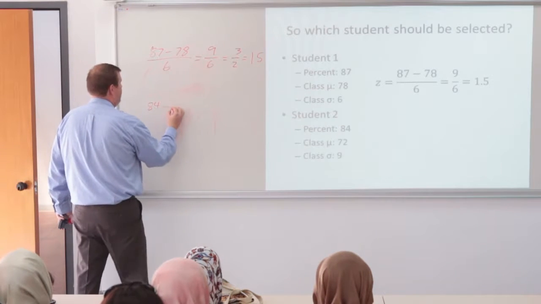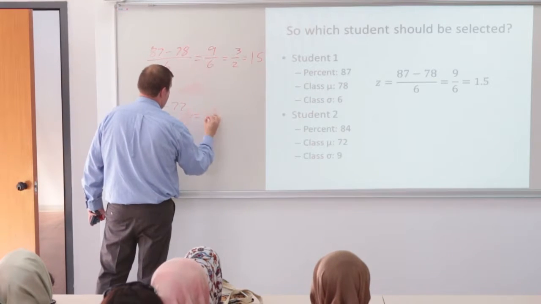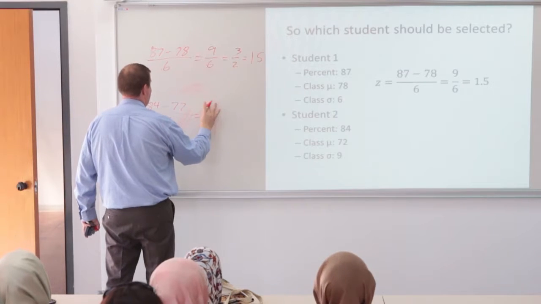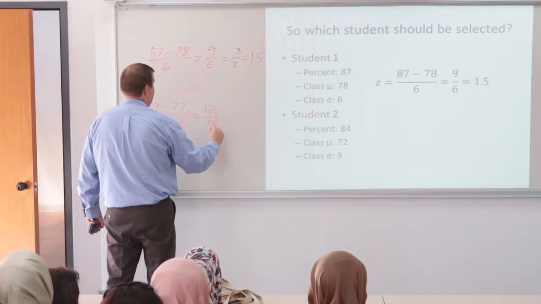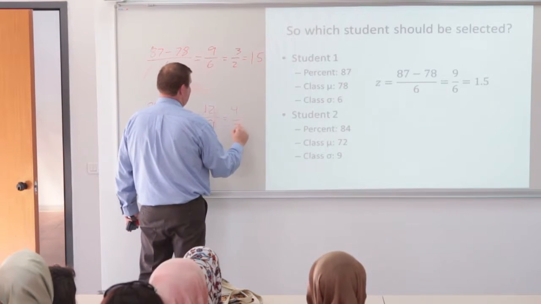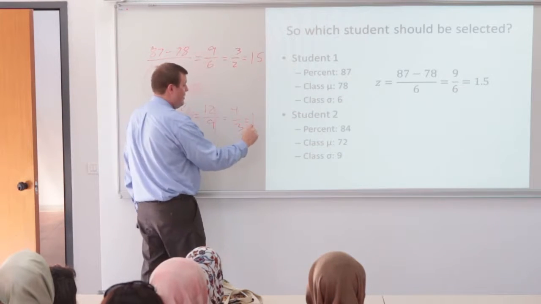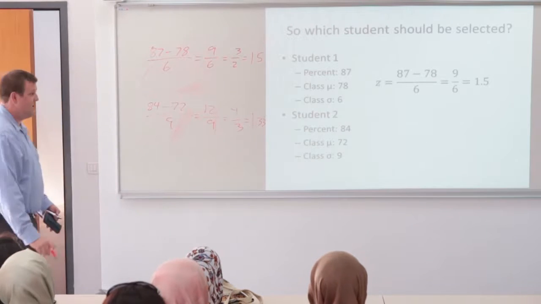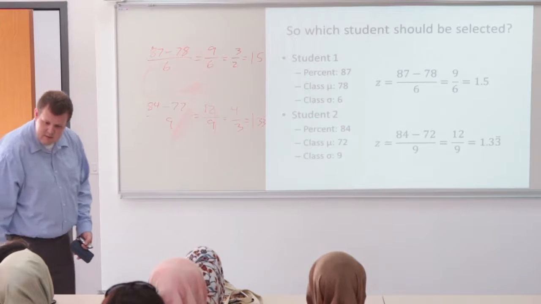84 minus 72 is 12, over 9. So this is 4/3, 1.3, like that, right? 1 and 1/3. All right. Did I get it wrong? No?